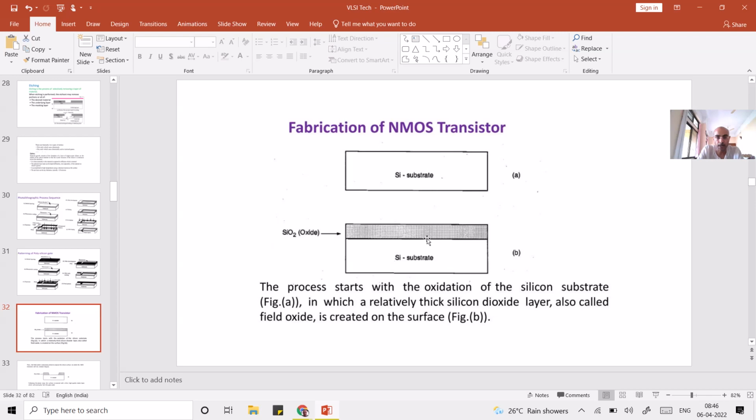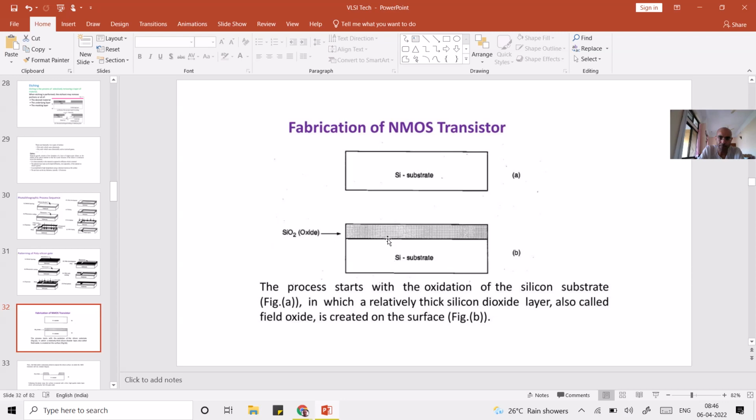It should be at high temperature, so the quality of the oxide will be a little better than what you grow at room temperature. This oxide is called your thick oxide, let's say. The thickness of this oxide is somewhere around 8,000 to 10,000 angstroms. So you grow an oxide layer.